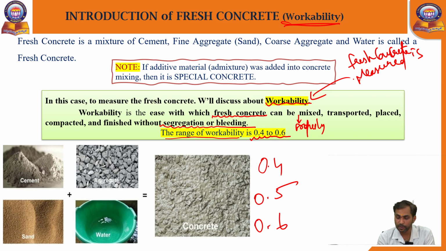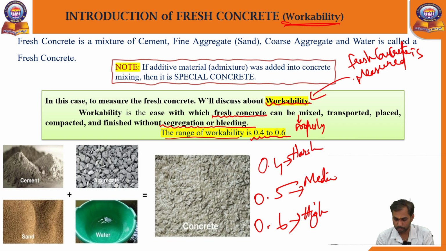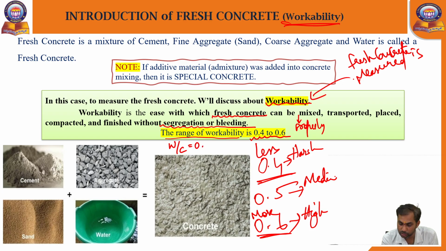For 0.4 you will get harsh workable concrete. For 0.5 you will get medium workable concrete. Coming to 0.6, high workable concrete. For example, if you take less water, what type of concrete do you get? Harsh workable nature. If you take more water, it is mentioned as W by C equals 0.6.